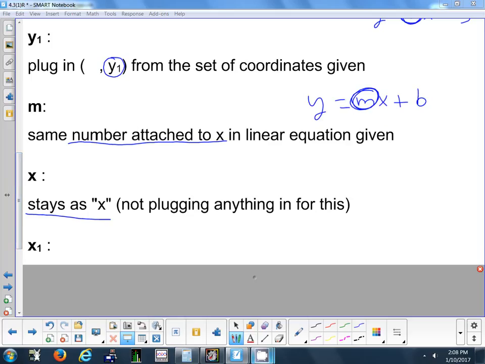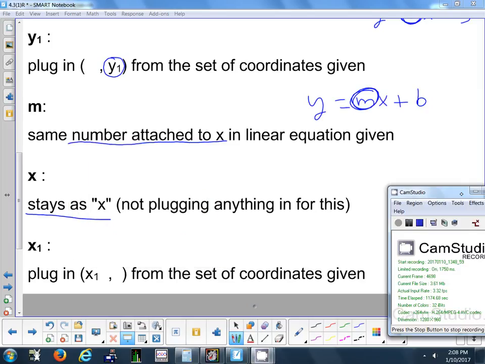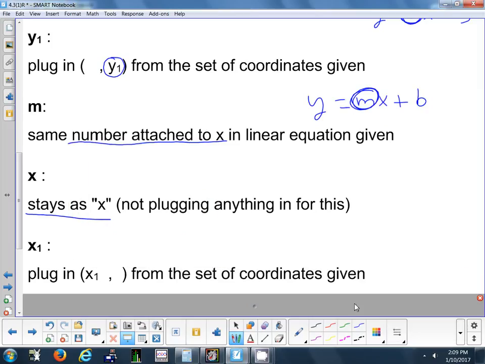Okay, and then copy down also x1. All right, so the x stays as x. And then the x1, well, where do you get the x1 from? The same place you get the y1 from. Look at the given coordinate. And it's the number before the comma.